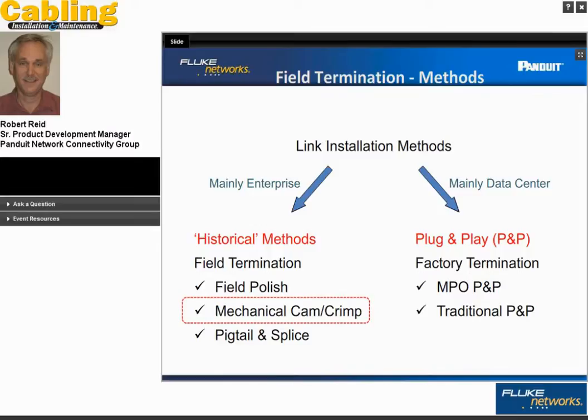installations, say, with pigtail and splice. I could have enterprise installations, say, with plug-and-play. But mainly enterprise would be the historical methods of field polish connectors, mechanical cam and crimp connectors, pigtail fusion splice. Data center, we won't talk too much about that, but today's data center is typically built around MPO plug-and-play. The one I really want to focus on for this talk is a mechanical cam and crimp.